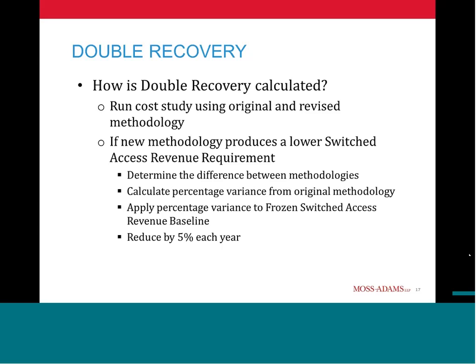So if I run my two cost studies, my revised methodology results in a reduced revenue requirement for switched access. I take the variance between the two, I divide it by my original switched access revenue requirement, and let's say, for example, that produces a 10% variance. I then take that 10% variance factor and multiply it by my original switched access revenue baseline, and then I phase that down by 5% a year because my cost recovery for switched access and that revenue baseline is going down by 5% a year. So the impact of double recovery will also go down by 5% each year. So a fairly complex calculation.